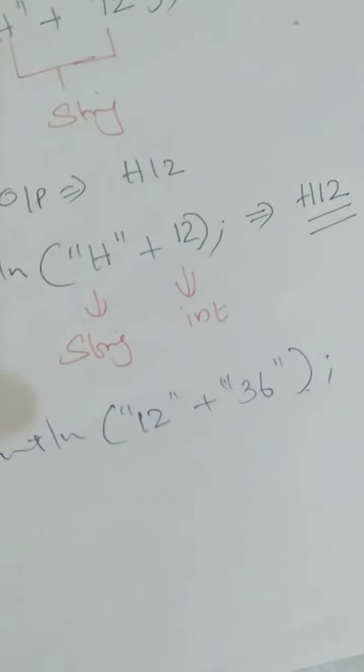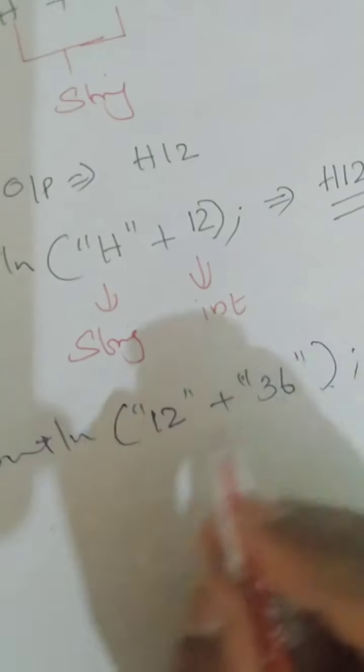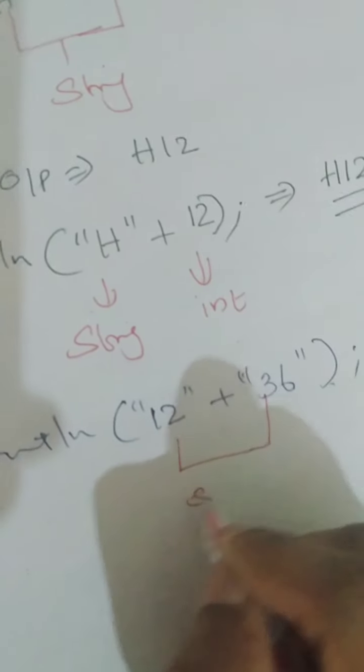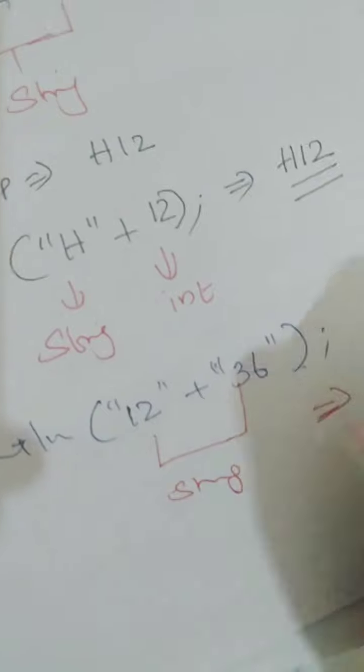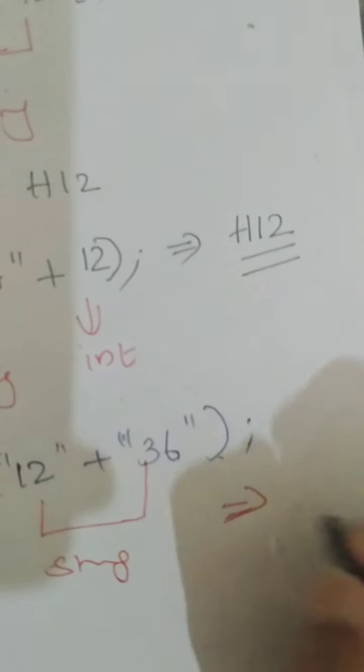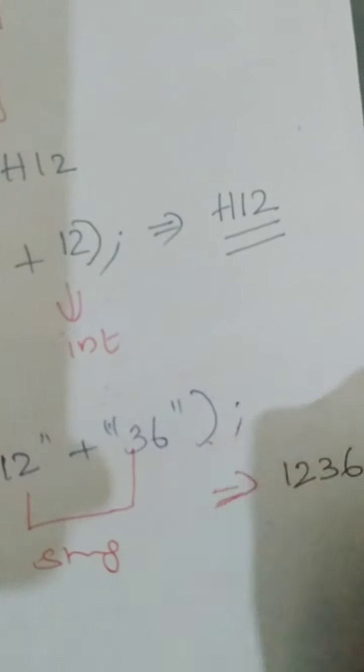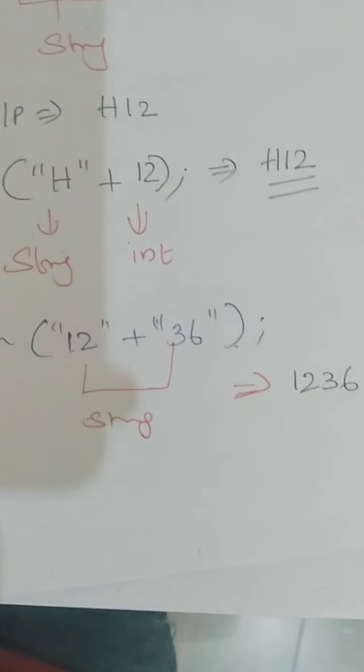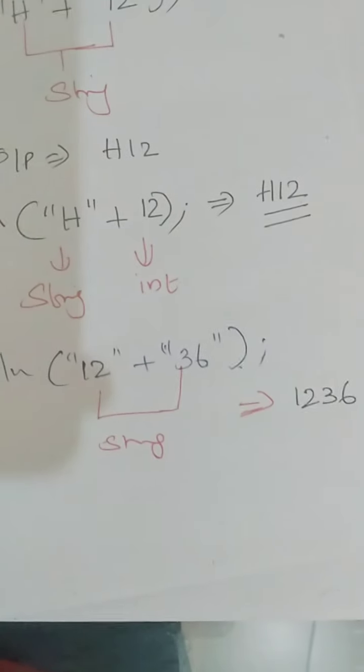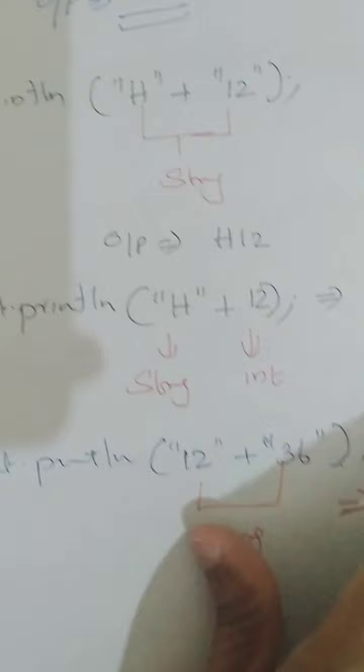Now what about this? 12 plus 36. Both are coming in double quotes, so both are strings. So again it will perform concatenation and your output will be 1236. It will not add, it will perform concatenation because both are strings.